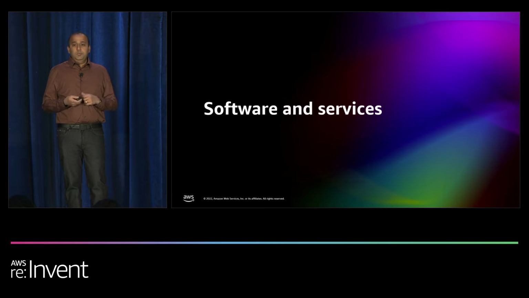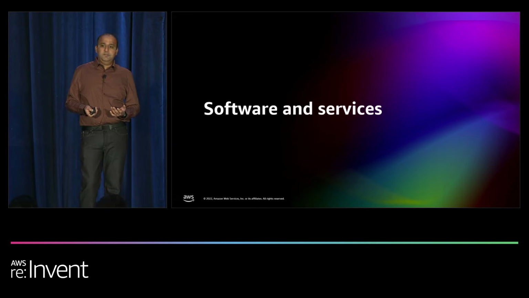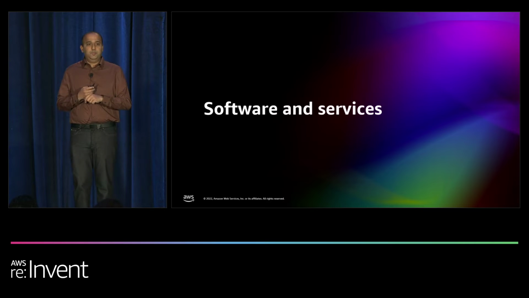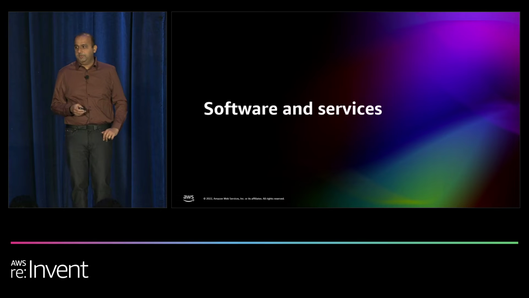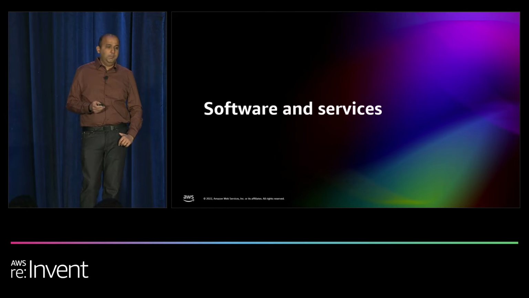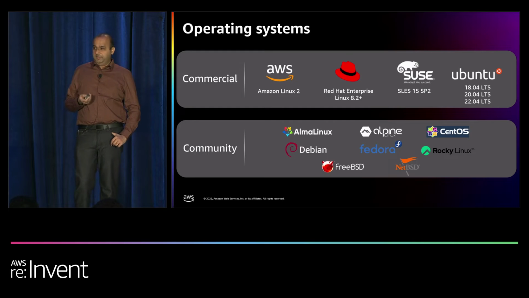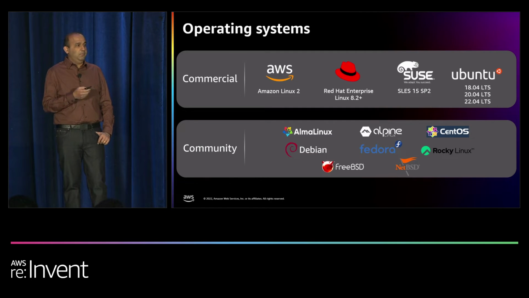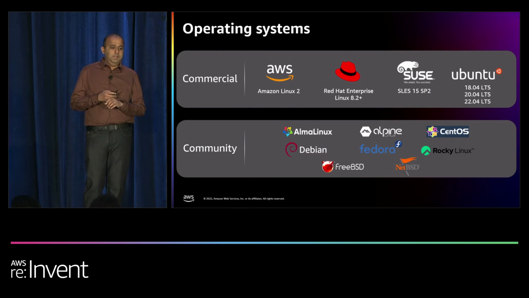So, while we have conversations with customers, a typical theme that comes out is how mature is the ARM software ecosystem? And how easy is it for me to run my applications on Graviton? So I want to talk a little bit about both of those questions. Starting with software and services, what we've seen is there's been a lot of momentum over the last few years in terms of the overall ARM software ecosystem support.